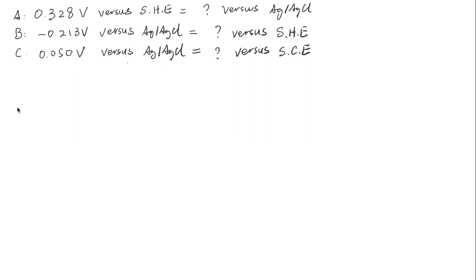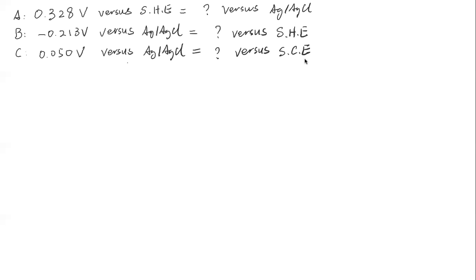The first one is if you know the voltage of a half cell versus SHE, what is the voltage versus silver chloride? The second case is if we know the voltage using silver chloride as a reference, then what is the voltage if we use SHE? And the last one is to convert silver chloride to SCE, which is the saturated calomel electrode.